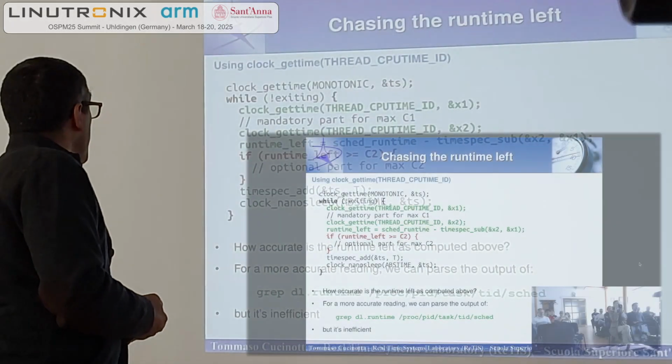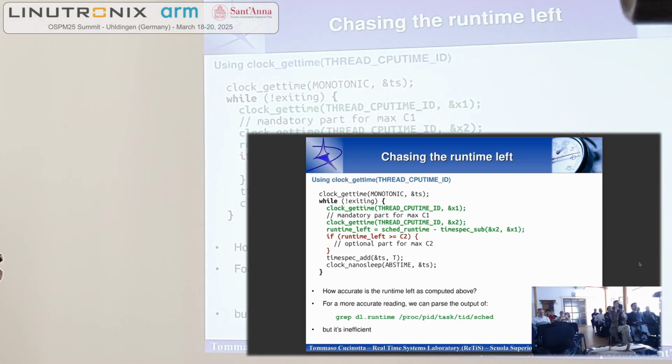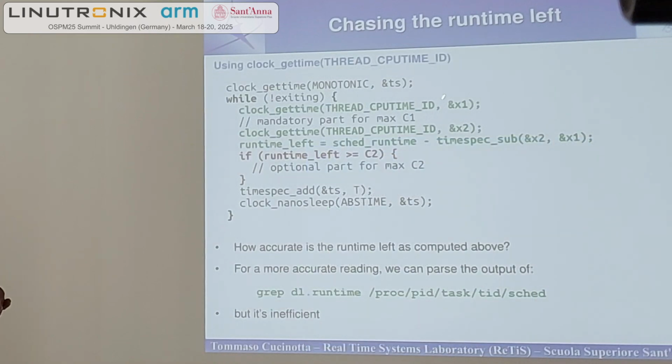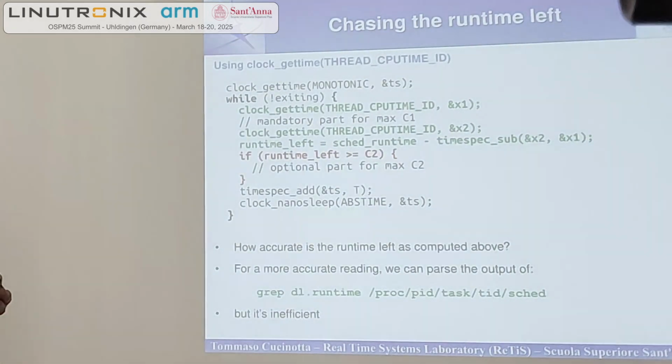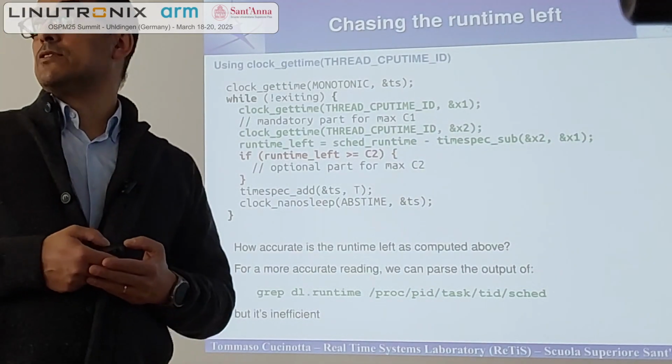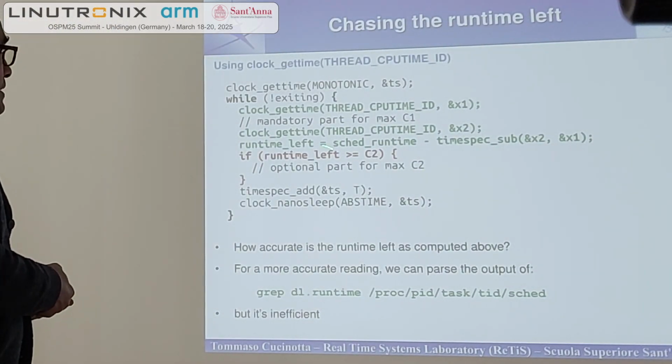Okay, so how do we know what the runtime left is? It looks like quite a silly question. We can do it in a very simple way by using thread CPU time ID in our tasks. So we can do measurements around the first mandatory part of the computations and get it, and then do our check of the condition.